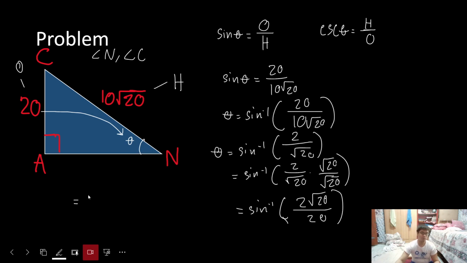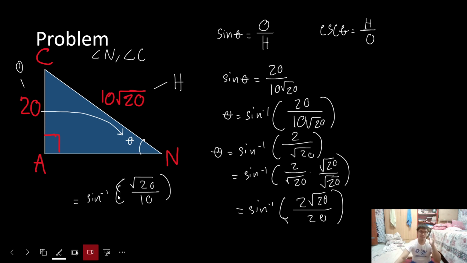So 2 square root of 20, oh wait, no. Sorry. 2 square root of 20 and 20 are both divisible by 2. Okay, it's 2, not 10. Forgive me. So 2 square root of 20 divided by 2, it's just square root of 20. And 20 divided by 2, it's 10. And yay, there we go.